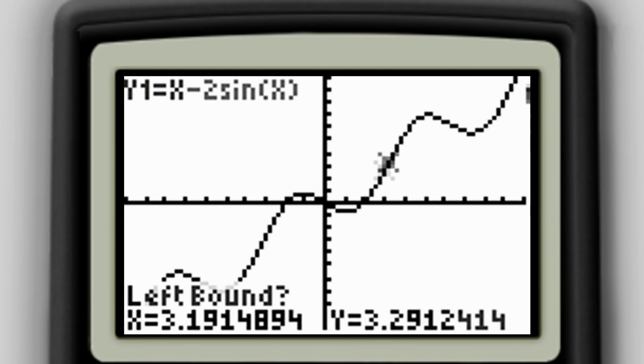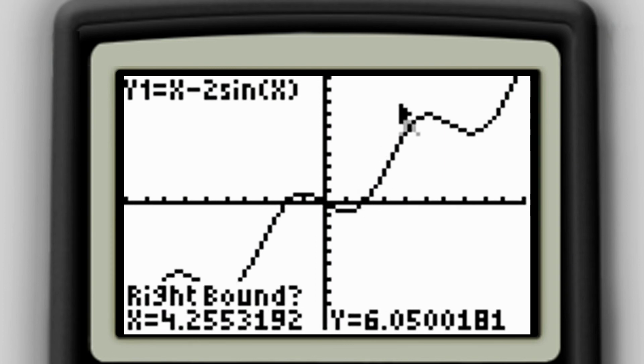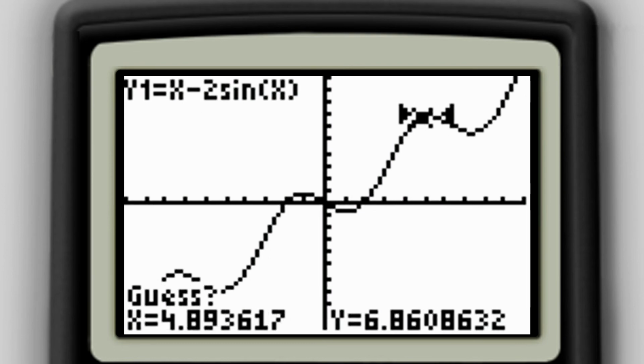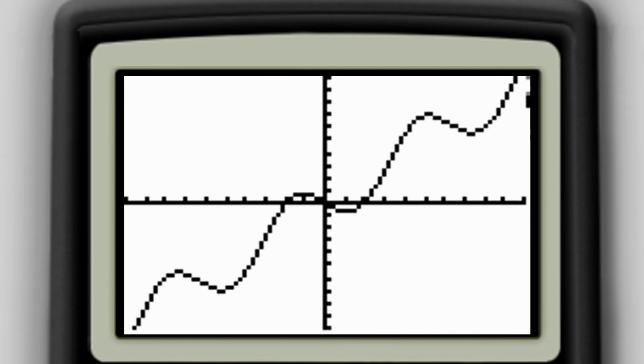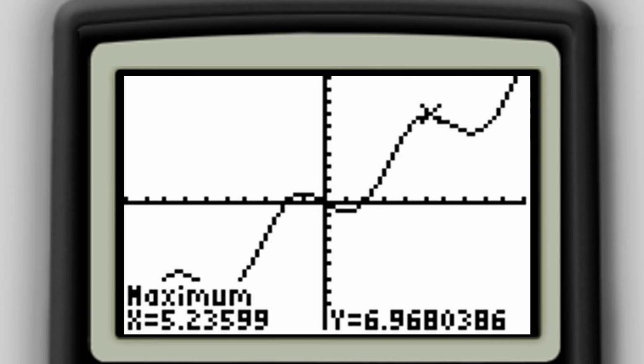It's going to ask me for a left bound, so I'll enter the left bound. It's going to ask me for a right bound, so I'll toggle over till I can enter a number a little bit to the right of my maximum. Then I'll take a guess. Again, toggle over to something that's close to the maximum and hit enter. The graphing calculator comes up with the point 5.24 and 6.97. Well, again, if you get a decimal approximation for 5 pi over 3, it will be 5.24. And so it's telling you that the maximum value happens at 6.97.